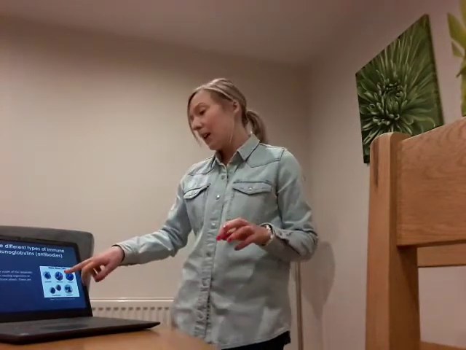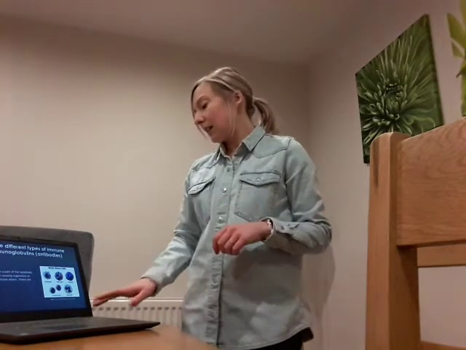Now, the roles of the different types of immune cells. So white blood cells, also known as leukocytes, they're made in the bone marrow and are part of the lymphatic system. So they seek out disease-causing organisms or substances and launch an immune attack. So there's 3 types: granulocytes, lymphocytes and monocytes.